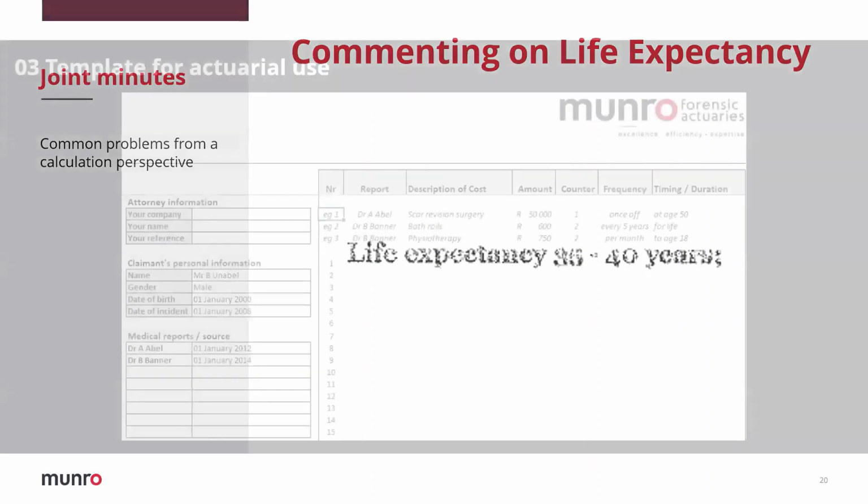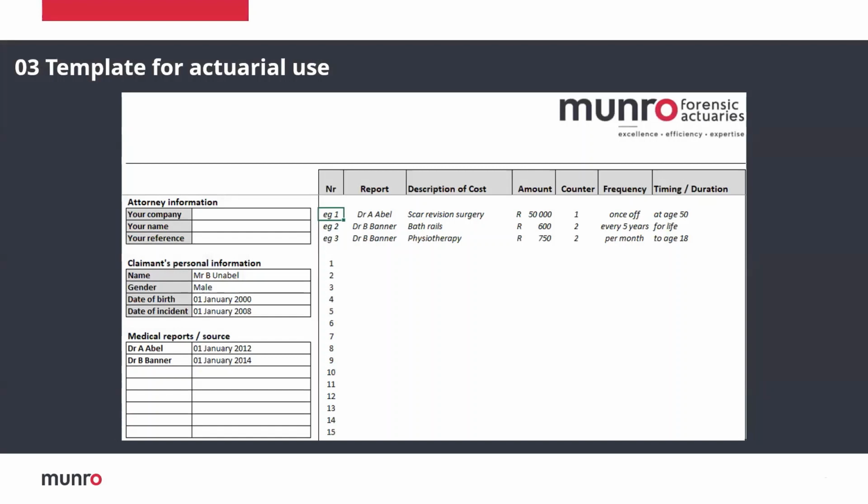So that's preferable. And now back to that template that I showed you guys. This is basically the template that we formulated here at Munro. It clearly shows what we need. We need the report, who did the report, the description of the cost, the amount, the number of times, the frequency, and the timing and the duration of everything. And the date of birth, gender, and everything is important because this is what we use to look at mortality.